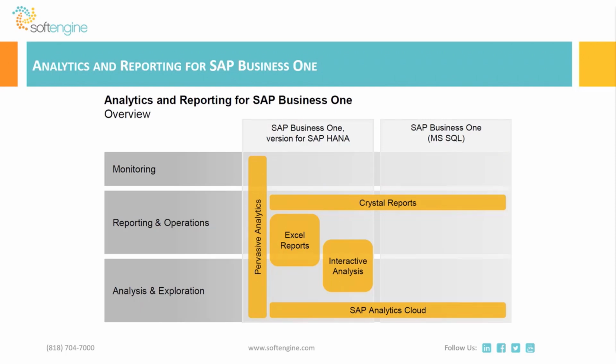Here are some reporting differences between SAP HANA and the SQL version. As you can see, SQL gets most of its reporting capabilities from Crystal Reports. When SAP released HANA, it gave the reporting power to the users. Now you have the ability to use Pervasive Analytics and Excel reporting directly inside of SAP Business One in an easy-to-use format.